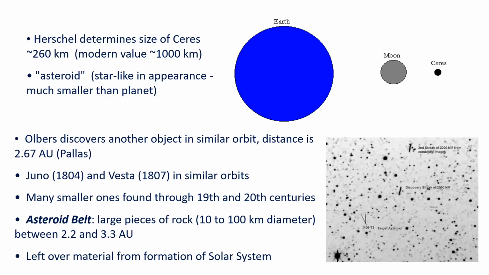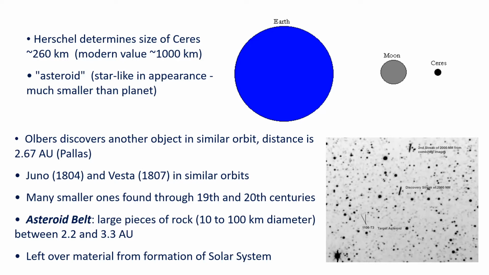Herschel determined the size of Ceres to be 260 kilometers, a very crude estimate. The modern value is close to 1,000 kilometers. And you see here in a scale the difference in size between the Earth, the Moon, and Ceres. So it's much smaller than the Moon or any of the planets. It's called an asteroid, star-like in appearance but much smaller than a planet.